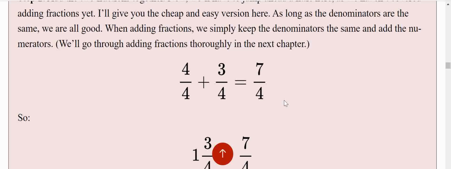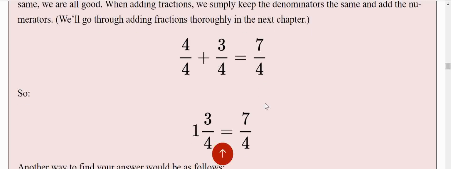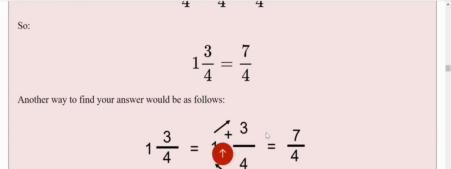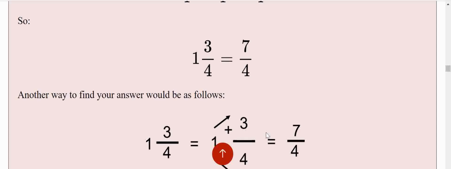4 over 4 plus 3 over 4. We add the numerators, and that gives us 7 over 4. So 1 and 3/4 is 7 over 4. Another way to find your answer would be as follows.